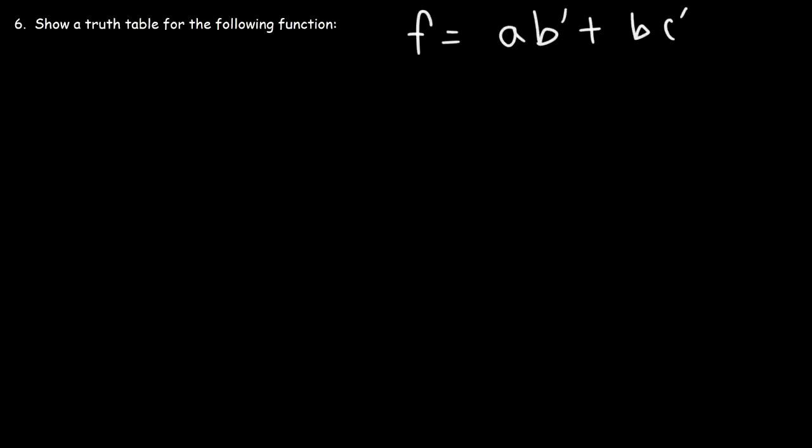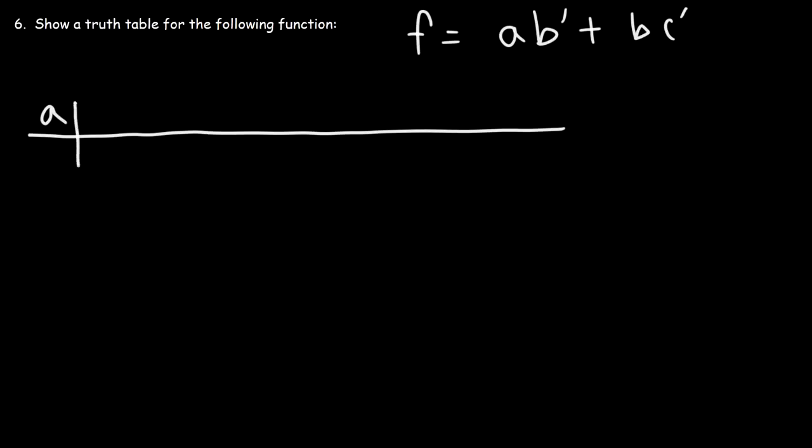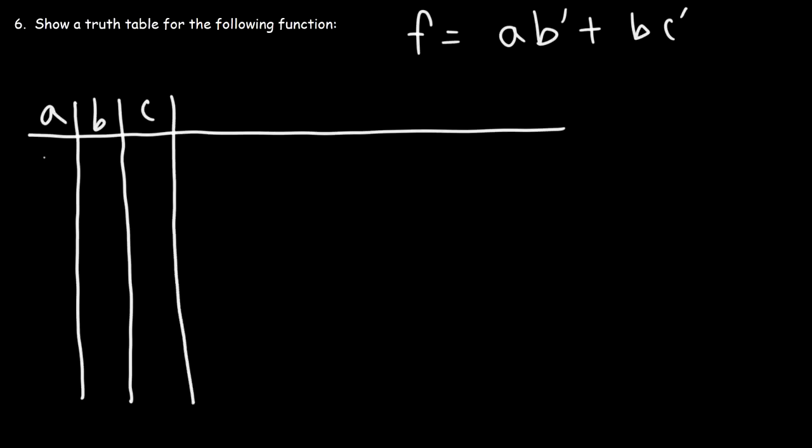Let's work on this problem. Show a truth table for the following function. F is equal to ab prime plus bc prime. So this problem is not too difficult. So let's make a column for a, b, and c first. And so we have 3 inputs with 2 options, 0 or 1. So 2 to the third power is 8. So we have 8 possibilities.